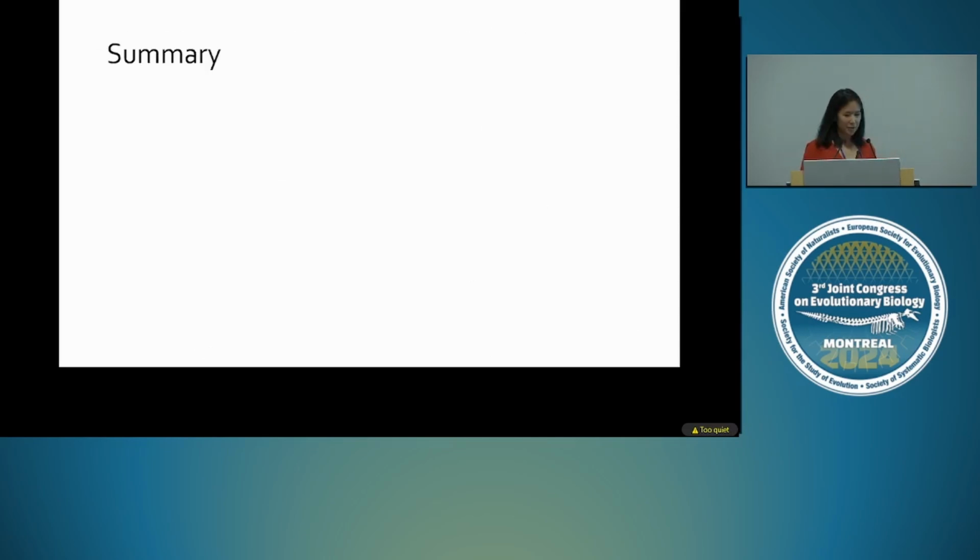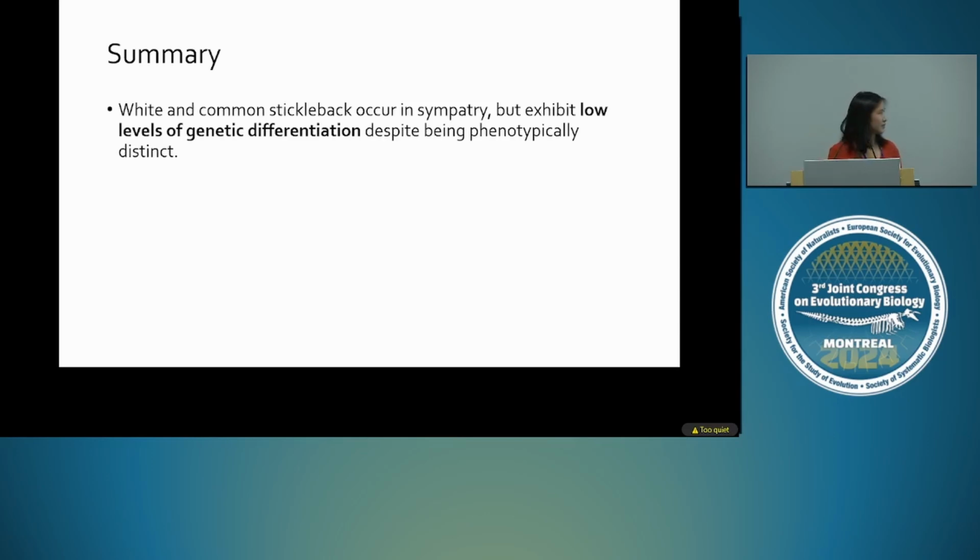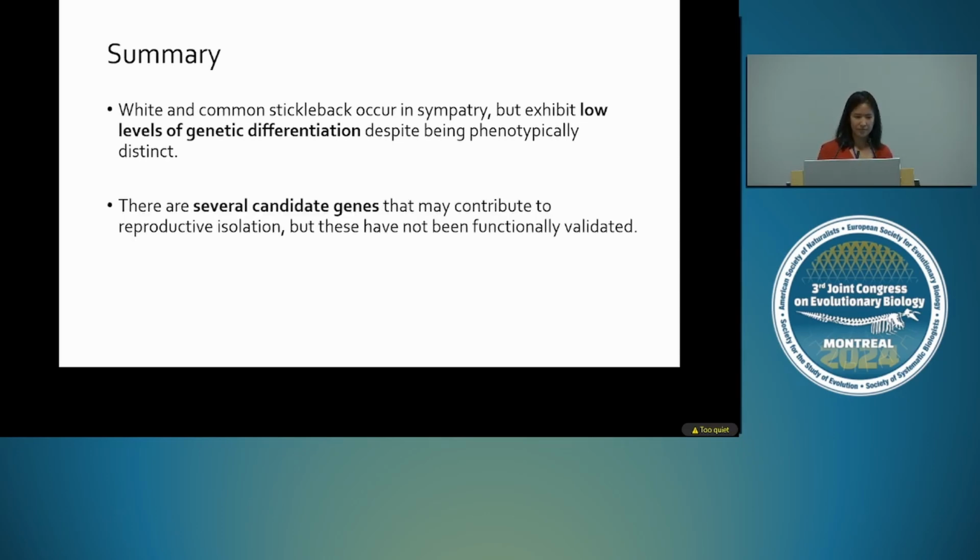All right, so in summary, white and common stickleback occur in sympatry during the breeding season, but they exhibit really low levels of genetic differentiation, so FST is 0.02, despite them being very phenotypically and behaviorally distinct. Our genome scans also identified several candidate genes that might contribute to reproductive isolation, but these have not been functionally validated just yet.